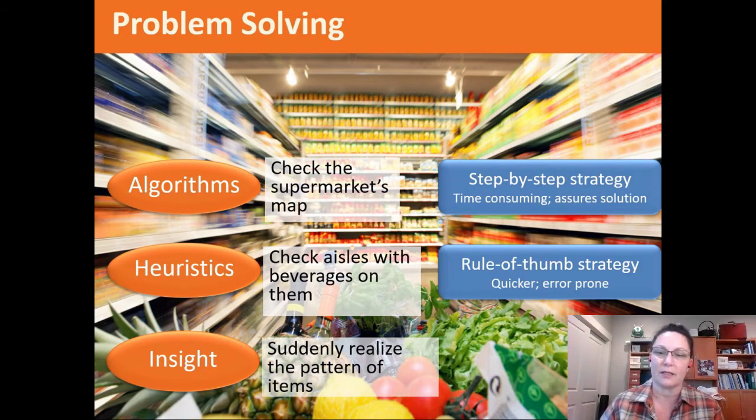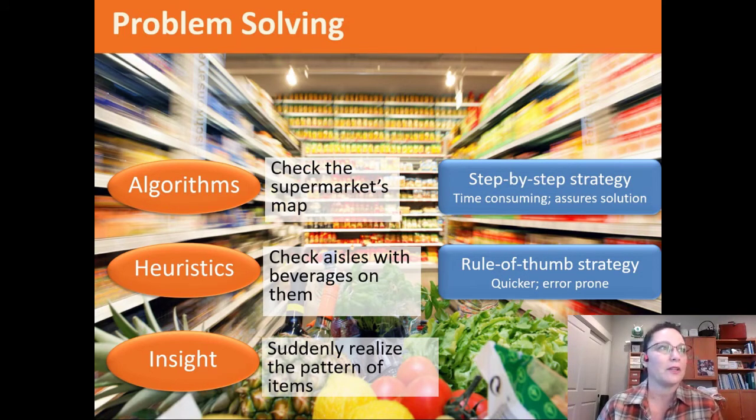Instead, we use heuristics. Like I said, this is a rule of thumb strategy. It's based on our experiences. It's not necessarily based on a step-by-step process. Instead, it's using our logic to sort of dive into the middle of the problem. We like them because they're quicker than algorithms, and we don't mind that sometimes we make errors when we're trying to do a heuristic approach. We say, well, it was a risk we're willing to take, right?